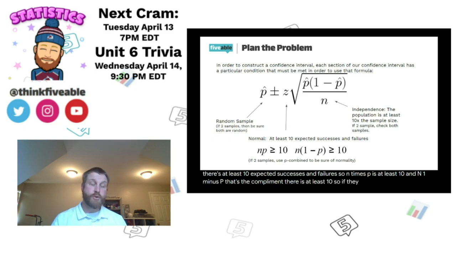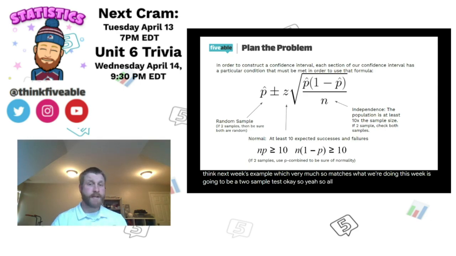If there are 2 samples, make sure you use the p combined that is on your formula sheet to be sure of normality. It's a little bit different if you have 2 samples, which we're going to look at with, I think, next week's example, which matches very much what we're doing this week, a 2 sample test.